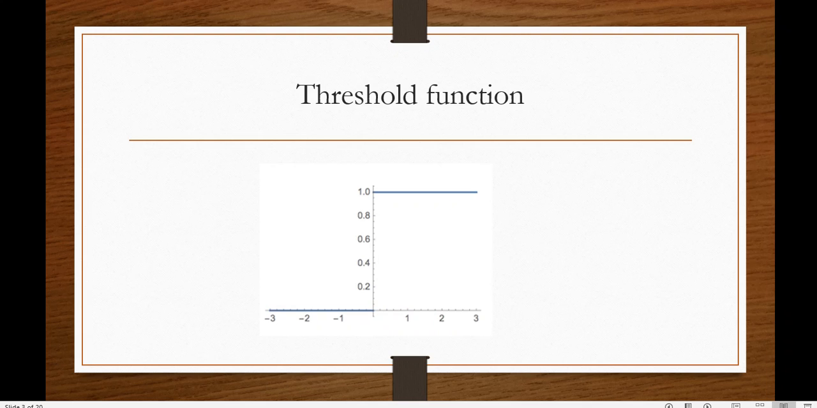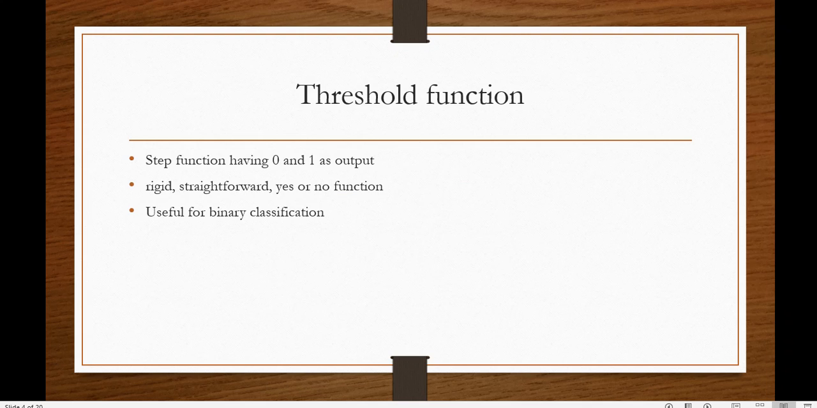That's why it is known as a threshold function. Now it is a step function because it is generating only two possible outcomes, 0 and 1. It is a rigid, straightforward yes or no function, and it is useful for binary classification because the outcome is always 0 or 1. So whenever you are getting the outcome 1, you will put it in one class, and when the outcome is 0, you can put it in another class. So that's why threshold function is useful for binary classification.